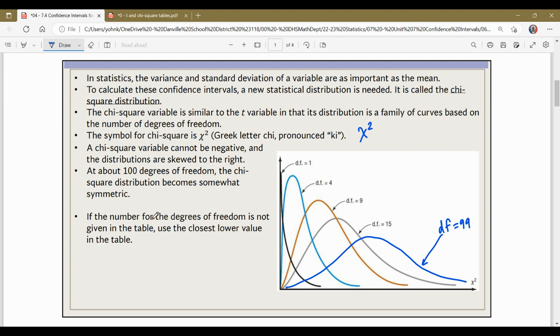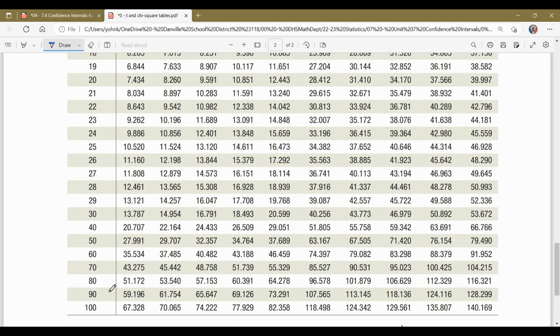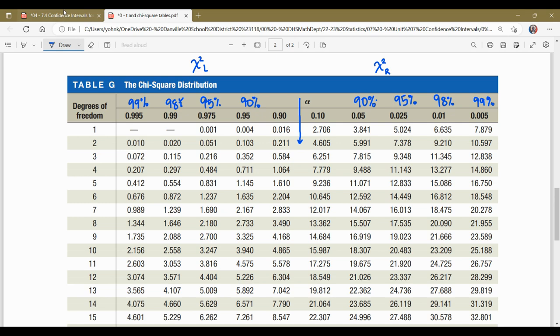And last thing, if the number for the degrees of freedom is not given in the table, use the closest lower value. So that means if I look at my table and let's see what's the highest degree of freedom. Okay, so if I said a degree of freedom of 54, 54 would round down to 50. If I said 59, that would still round down to 50. So whether it's 54 or 59, you would always round down. That way you're not over exaggerating or over inflating the chi-square value that you need.